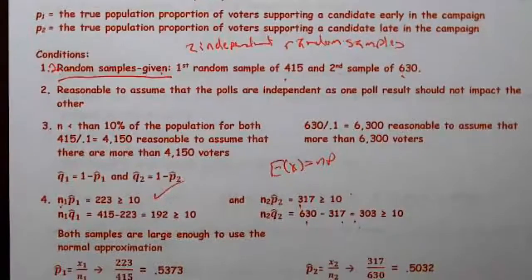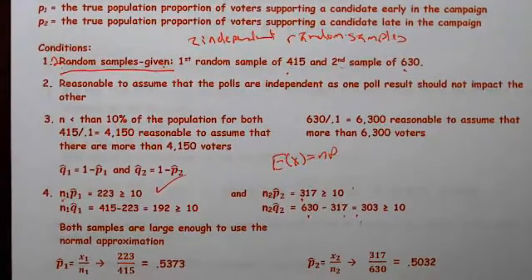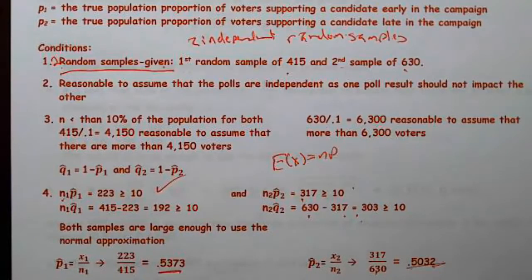All right, so I need to come up with P1 and P2. P1 is 223 divided by 415, or 0.5373. P2 is 317 over 630. So we see that we went from 0.53 to 0.50. Right now we look at it and go, you know what? It does look like his poll numbers have decreased, but is it statistically significant?